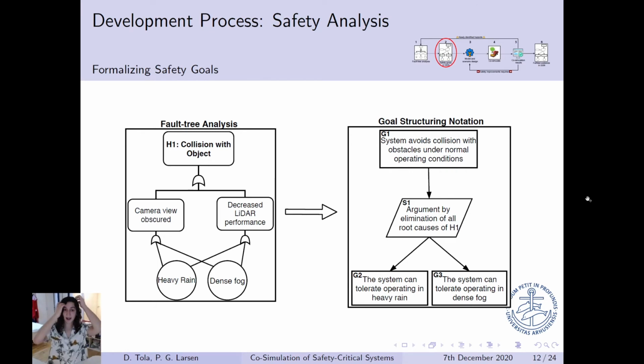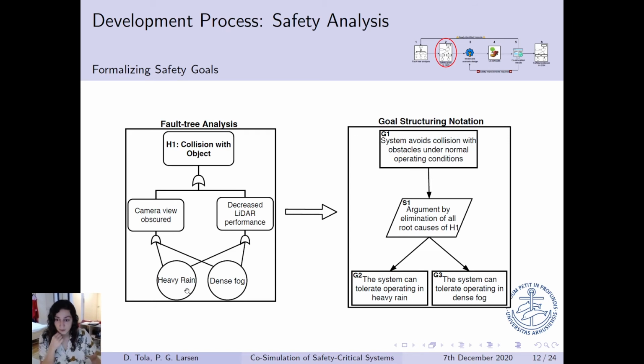Yes, so here we explain how we formalize the safety goals using fault tree analysis. As you can see, the hazard that we have here allows us to define a safety goal that the system should avoid colliding with obstacles. Our argument is to eliminate all the root causes of the hazard, and this is just a simple fault tree and a simple GSN. The real ones that we made are much larger, of course.